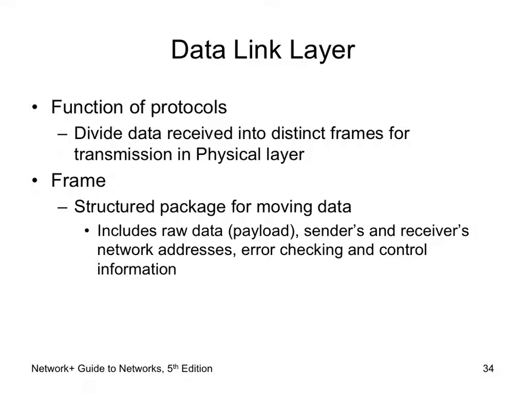So the data link layer is the next one. Its function is basically dividing data into packet frames, distinct frames, for the transmission to the physical layer, which we're getting ready to go into, the Ethernet. So what this is, is raw data, the payload, so your text that you typed into that text box, your name, that's the payload. It could be a video, it could be data, it could be a Word document. It also has the data, which is the payload, your sender and receiver's network address, error checking, and control information.